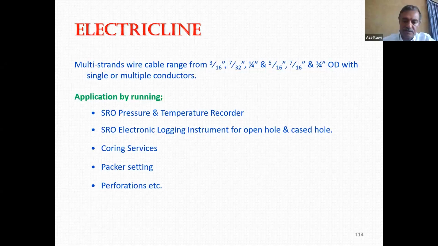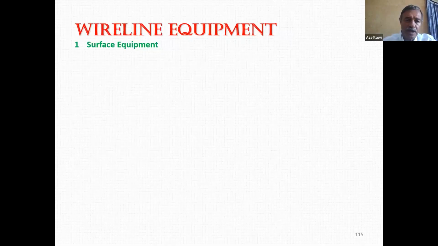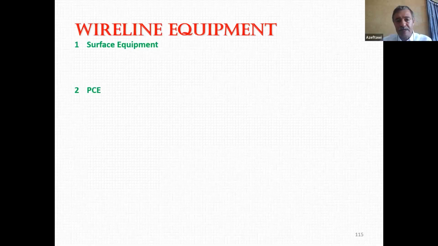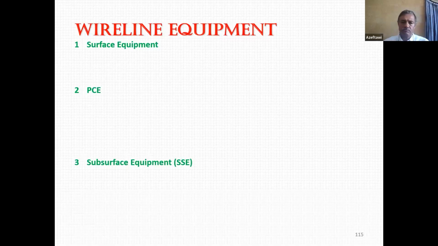You have it at the services. We use it in perforation and power car settings. This is the E-line application. Any wireline equipment consists of service equipment, PCE, which stands for pressure control equipment, and downhole tools, which is subsurface equipment. In this course, we will concentrate on number 2, which is pressure control equipment.